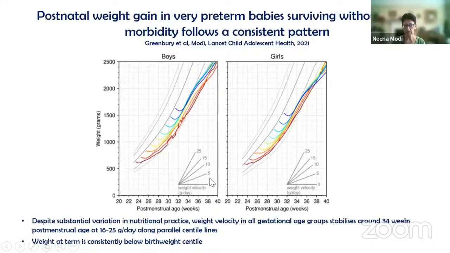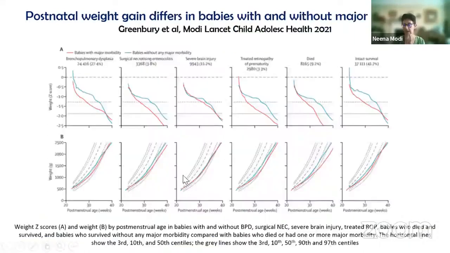You can also see this weight velocity fan, and you can see that after an initial weight loss, which we expect because babies lose about 10% of body water after birth, they then followed a very consistent weight velocity. Weight velocity in all gestational age groups stabilized at around 34 weeks postmenstrual age at between 16 to 25 grams per day. And these lines were parallel. And weight at term is consistently below birth weight centile. So what we're seeing here is consistent postnatal weight velocity.